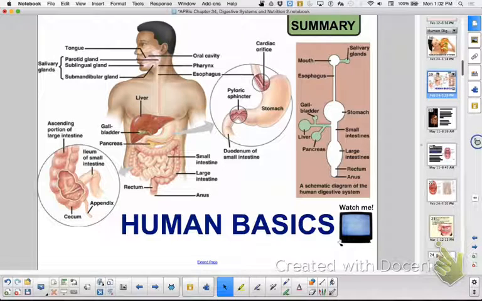And this part on the human system, I will cover that and the enzymes in class. So hope that was helpful to you.